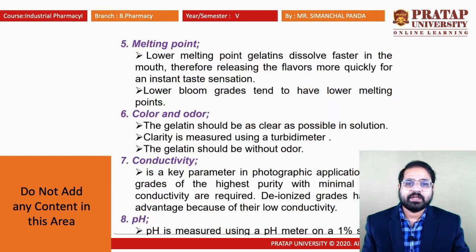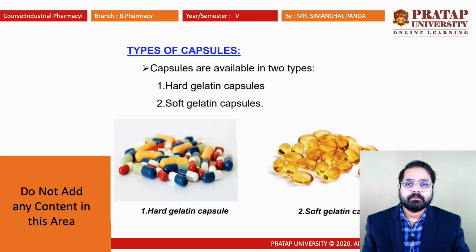Okay, so next is the general characteristics of gelatin, that is bloom value, gelatin powder, viscosity, foamability, melting point, color and odor, conductivity, pH. So next is the types of capsules.